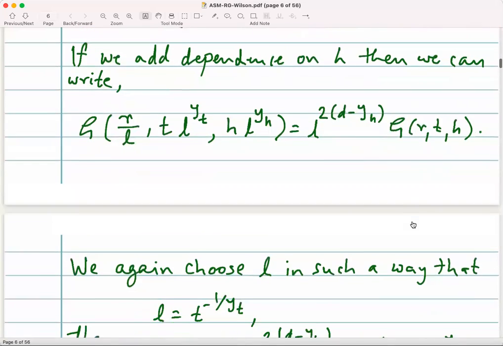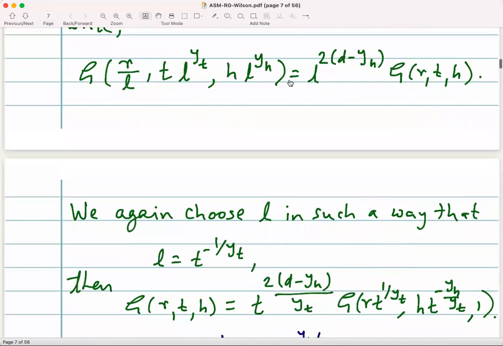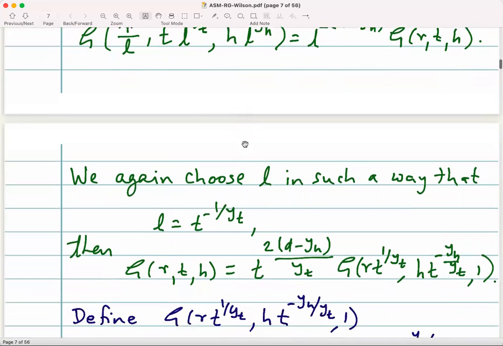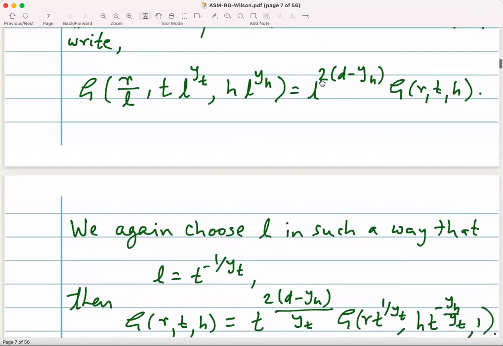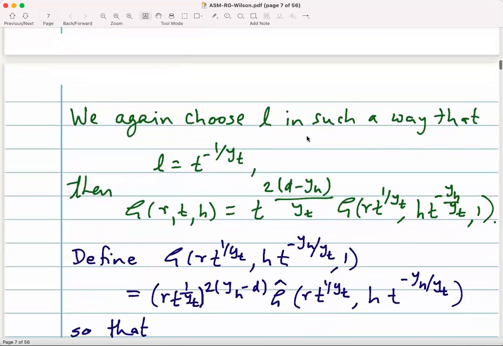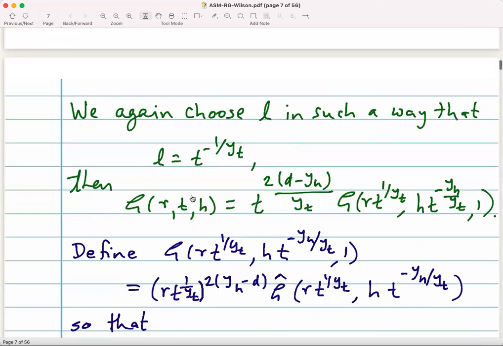Okay, fine. So again, we will do the same thing. We'll choose L in such a way that this quantity can be set to 1. And if you do that, then you replace this L by the temperature factor, and you get the 2-point function GRTH written as T to the, so there's a small mistake here.